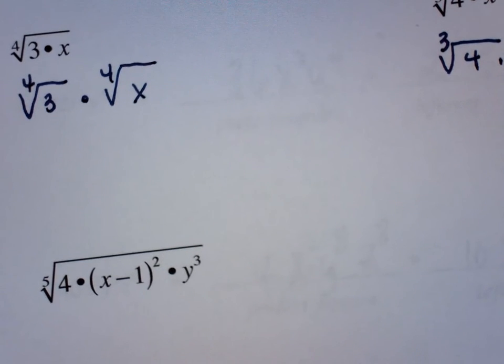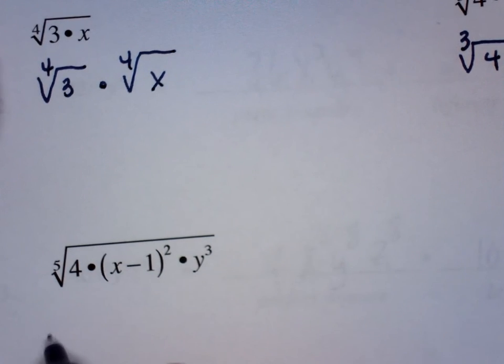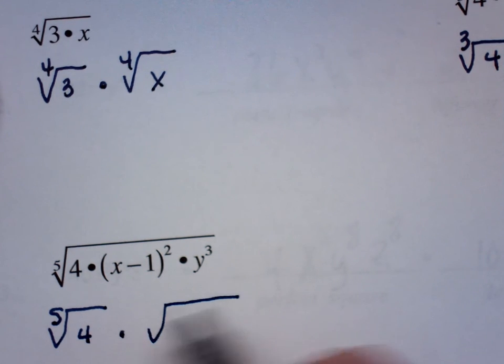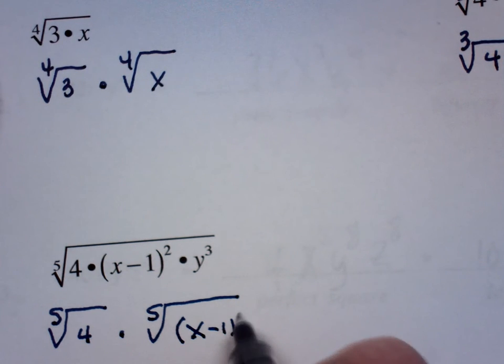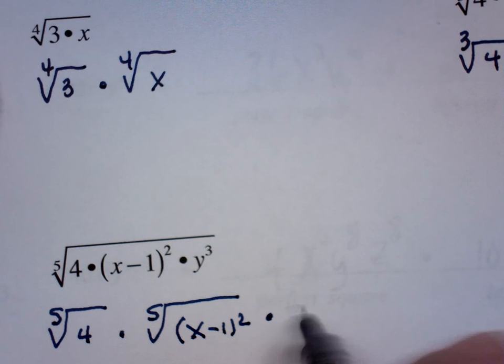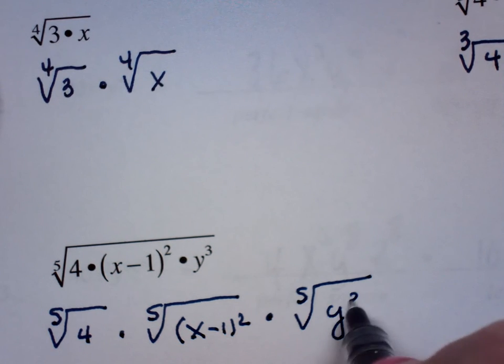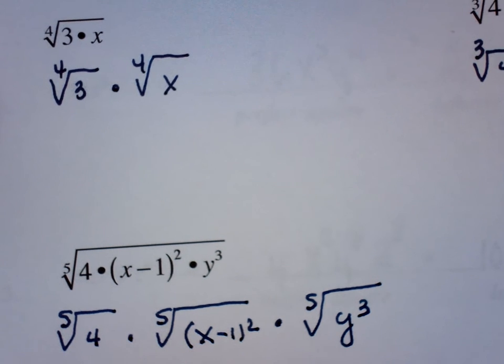Here are three things: the fifth root of 4 times the fifth root of (x minus 1) squared times the fifth root of y cubed. That's the basic concept.